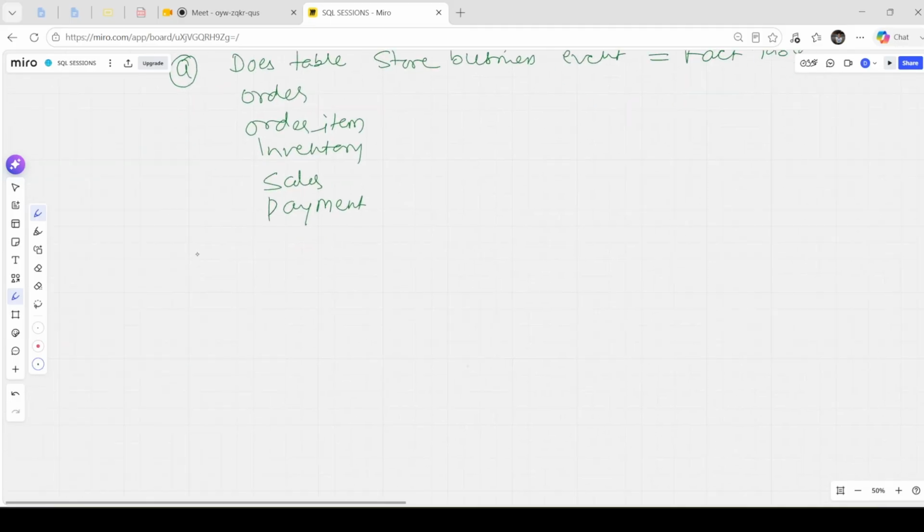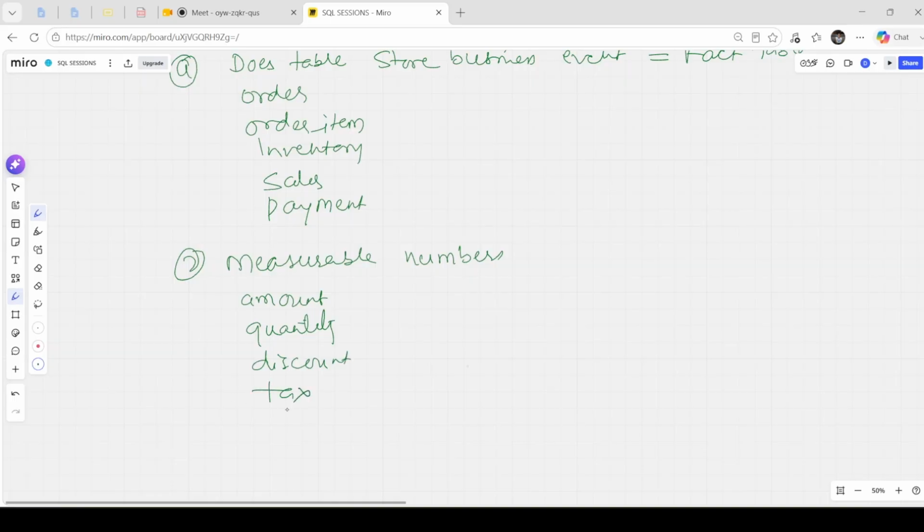Next, come back to second thing. So the second point is going to be, does table contain measurable numbers? So the same thing we talked about, it means what columns it's expecting here. Amount, quantity, okay. Then we have discount. Then we can have tax, okay. Apart from this, we can have profit, some rating or whatever it is. We can have many numeric values. So if you have numeric measurable values, then these are again the fact table.